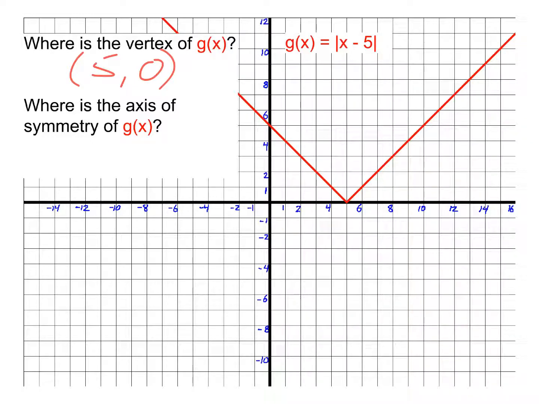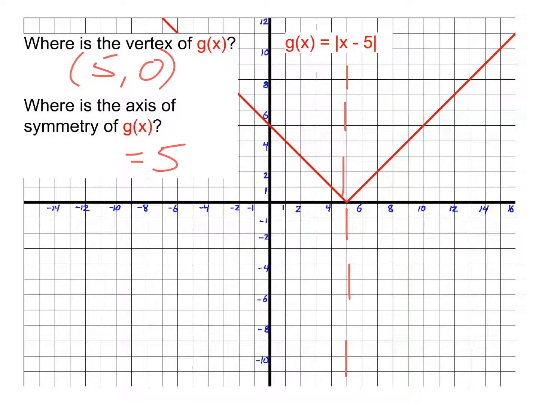Next up, where is the axis of symmetry of g of x? It's again a little bit of vocabulary. To visualize the axis of symmetry, it's the line that the graph is symmetrical about. Notice here, the axis of symmetry is going right through the vertex. So the axis of symmetry is the equation of that line. Now how do you write the equation of a vertical line? We know it's going to be something equals 5. But is it x equals 5 or y equals 5?